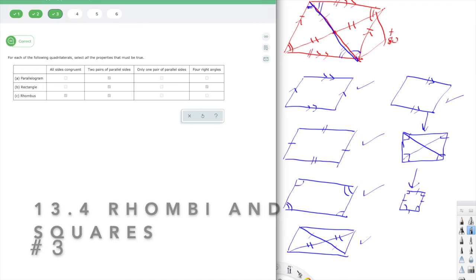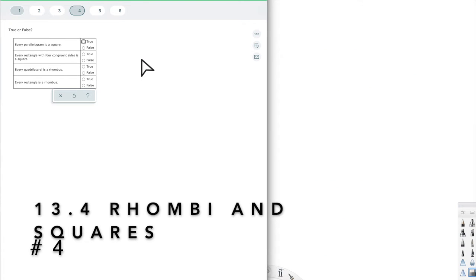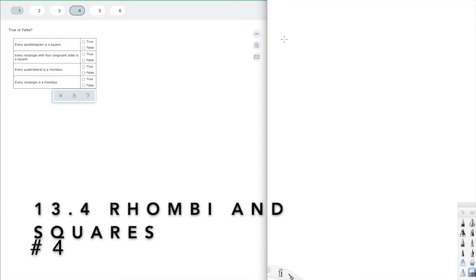Alright, so on this one, we're just going to state true or false for these statements about a quadrilateral or a parallelogram. So these are all the special parallelograms. We're just deciding which is true and false about each piece. So every parallelogram is a square. Well, the best way to do this is to kind of come up with a situation that is not true.